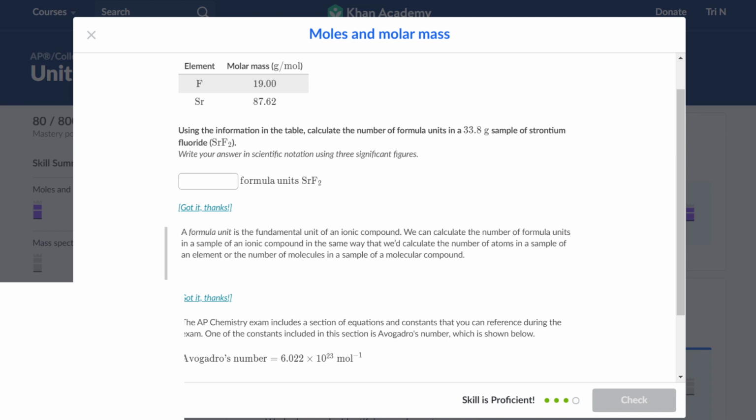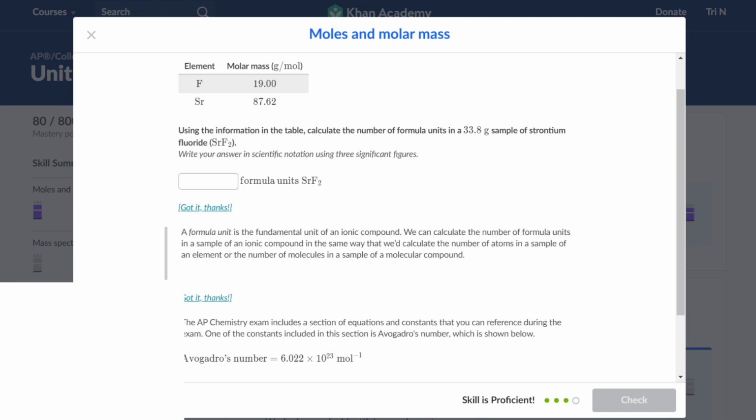So we're going to combine multiple skills together. We're going to combine the skill from question 2, where we find the molar mass of a molecule or a compound. And then we want to use the skills from question 1 and question 3, where we use the Avogadro number to convert from mole into atoms, or in this case formula units, or vice versa. So let's do that.